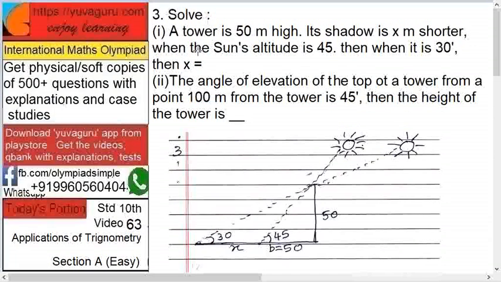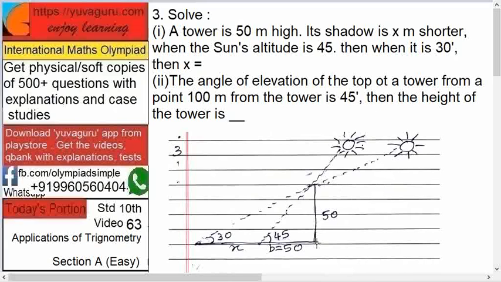Next, solve. The tower is 50 meters high. Its shadow is x meters shorter when the sun is at an altitude of 45 degrees than when it is at 30 degrees. Therefore x equals, here there are two problems, we'll solve one by one. We'll first solve the first one, very easy one.